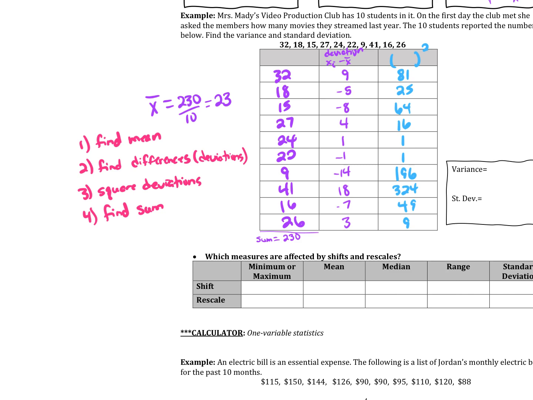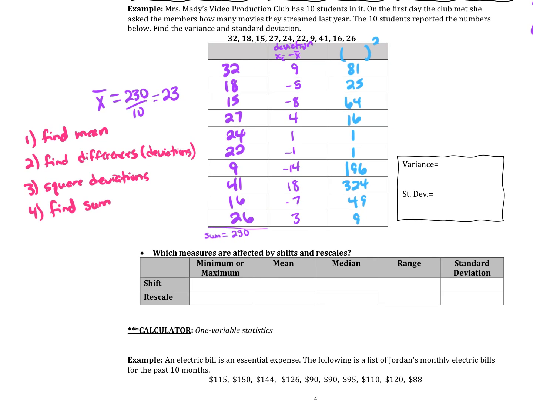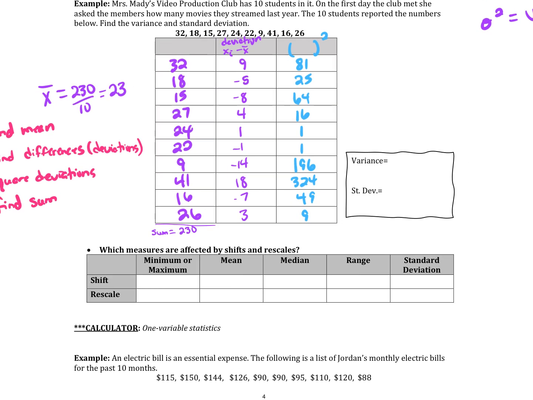So the next step there is that we add all of those squared values up. We find that sum. And so in this particular case, if we add all of that up, we get that this sum here is 766.